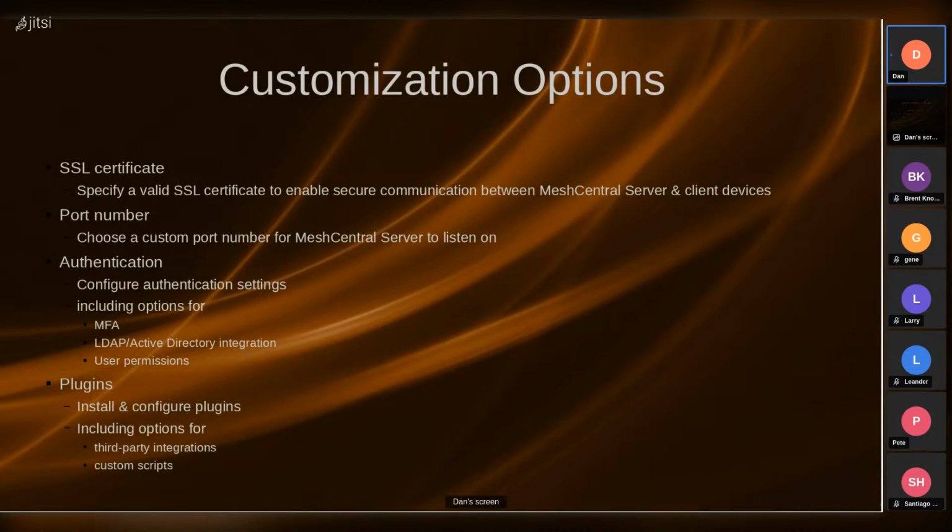But if you don't do anything with that, MeshCentral is smart enough to see that a port is being used, won't try to use it, and it'll skip it and move on to the next port. For authentication, you can do customizations by configuring authentication settings, including things like multi-factor authentication, LDAP, Active Directory integration, and user permissions. You can also customize the product by including plugins, like installing and configuring the plugins for various things. I haven't gotten into the plugins yet and taken a look at those, including options for third-party integrations and custom scripts.